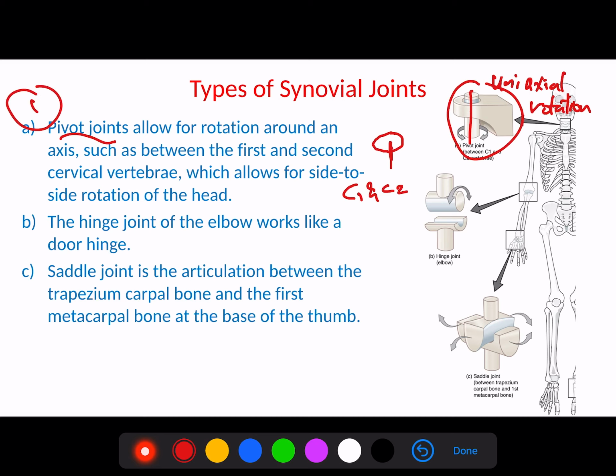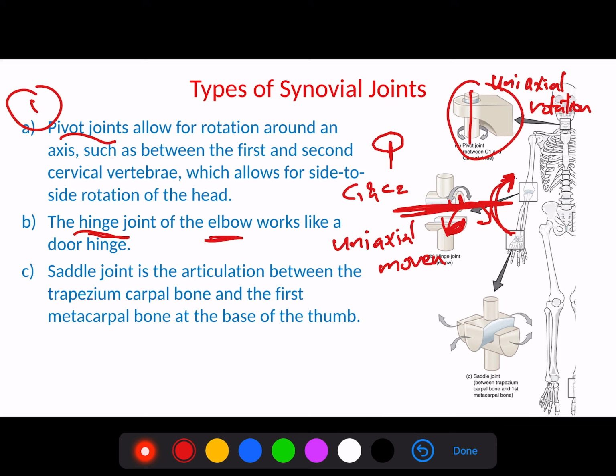The second type is something called the hinge joint. So there is like the hinge, like the door hinge. And here also we have a hinge, and the other bone is fitting on it. So here we have side to side movement, like the joint of the elbow. That's how the joint of the elbow is moving in this direction. So this is also uniaxial movement. It's moving around one axis, which is this one.